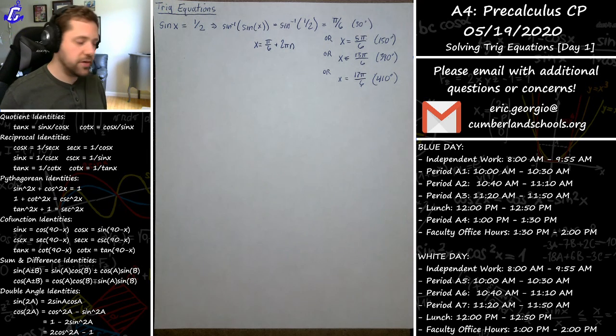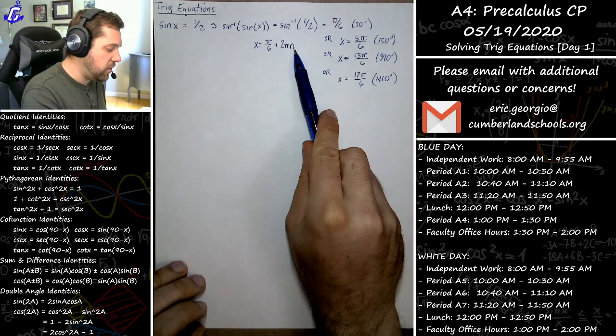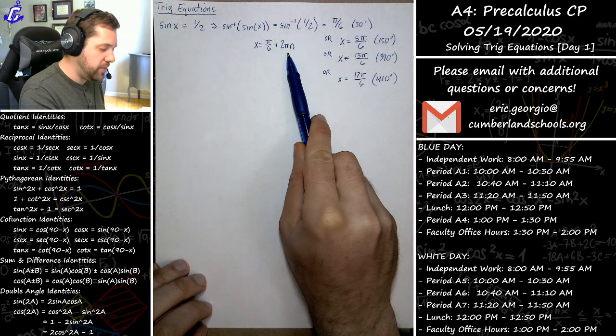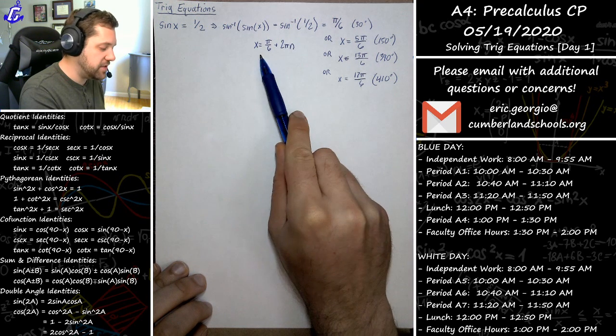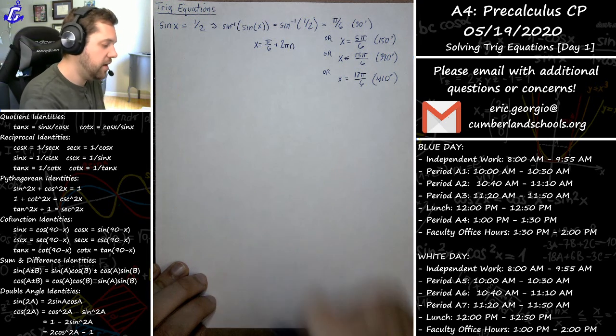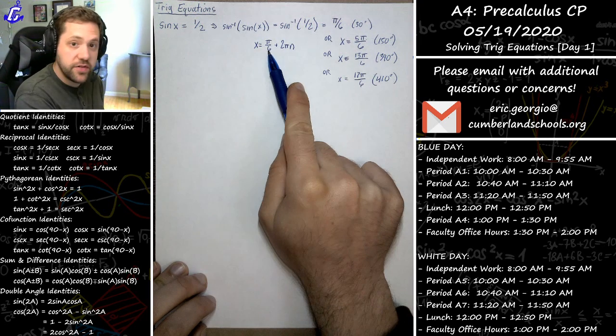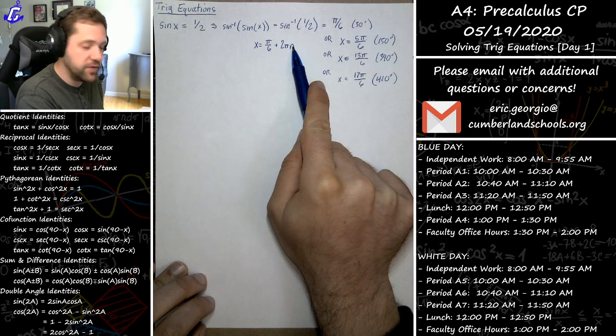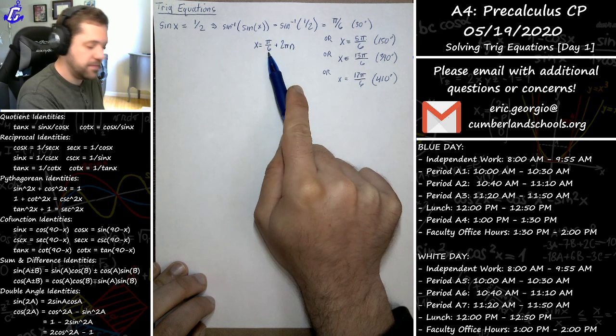N being an integer, meaning that if you went around the circle once, you would do pi over 6 plus 2 pi. If you went around the circle twice, you would do pi over 6 plus 2 pi times 2. So plus 4 pi would go around the circle twice. Or if you went around the circle just to pi over 6 and didn't do any revolutions, you would have just pi over 6, right?